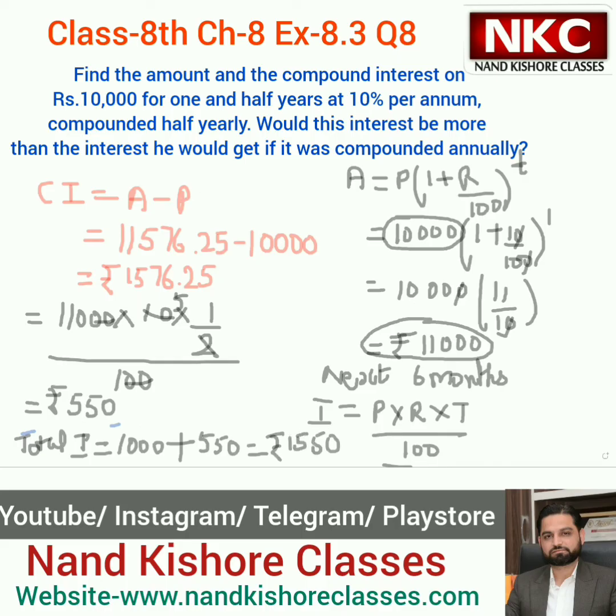Now, if we compare, see this green colored one I'm highlighting. This was the interest when compounded half yearly, and the bottom one is the interest when compounded annually. So which one is greater? The upper one is greater. When it was compounded half yearly, the interest is more than compounded annually. So this is what we were supposed to do in this question. I hope you are clear with this.